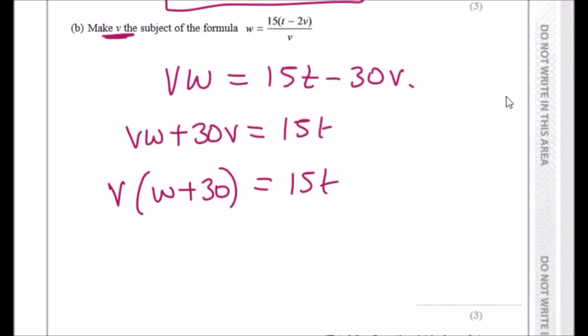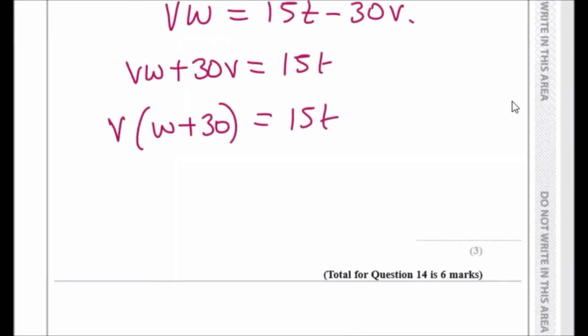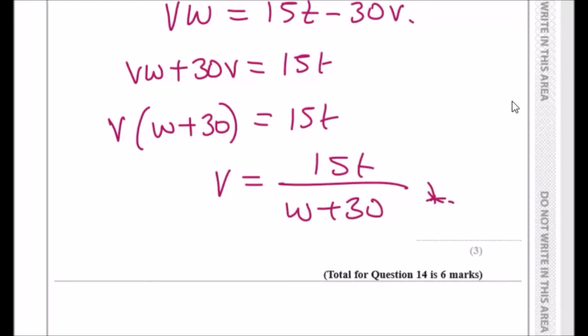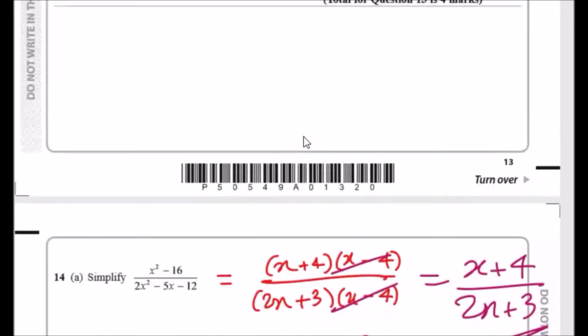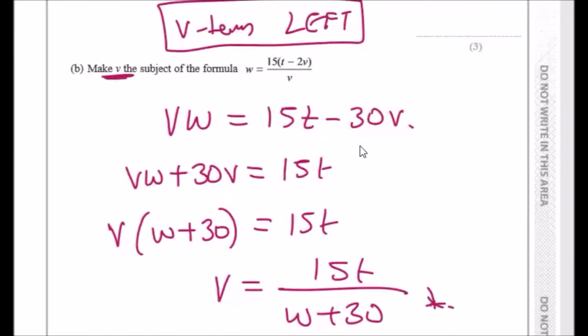Now we just literally throw w plus 30 underneath. So you got divided across, you got 15t over w plus 30. Done. Alright, that was cool. Let's move on to the next bit. Let me see if it's all good. Yeah, we didn't miss nothing out.